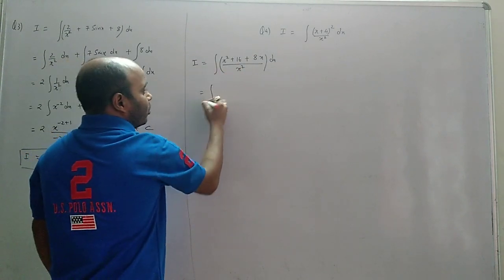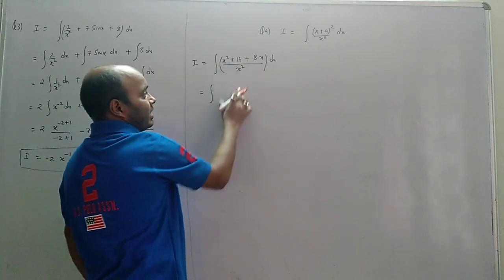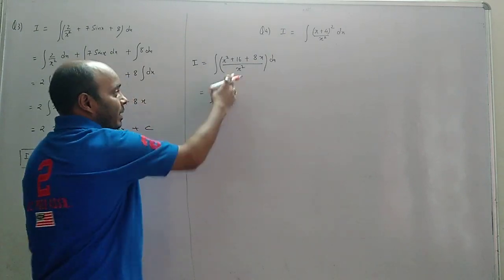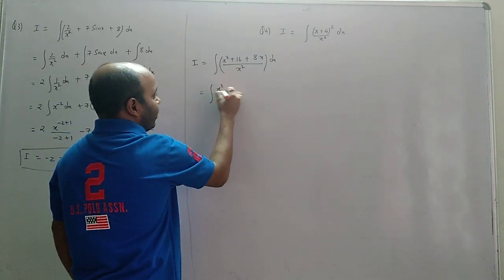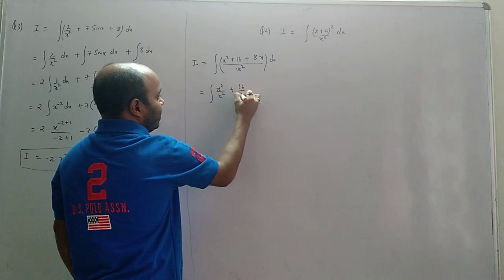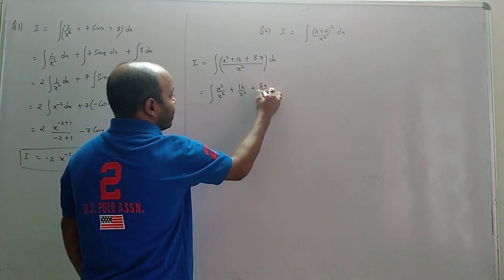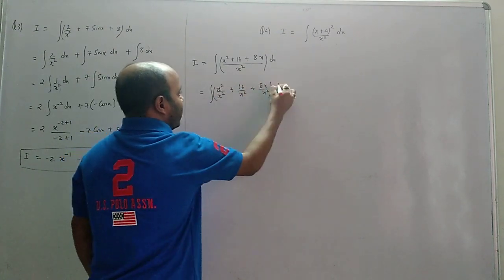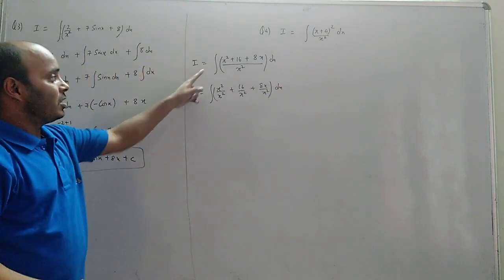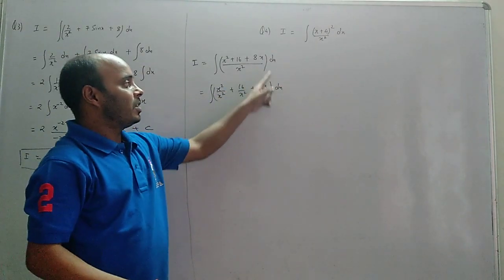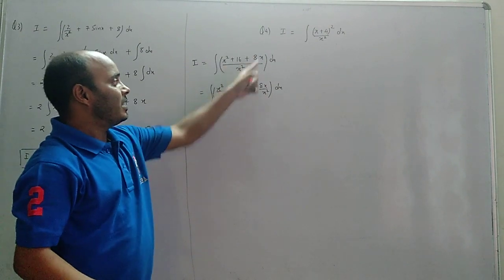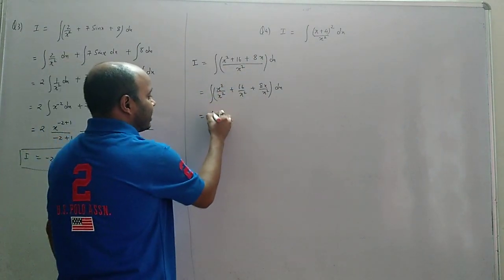So what do you do? This x square को segregate करो inside. Integration you cannot segregate, but x square तो we can segregate ना. X square by x square plus 16 by x square plus 8x by x square. Okay, समझ में आया? So integration will remain integration, dx will remain dx. I am only segregating the inside part. Okay, now we solve the inside part.